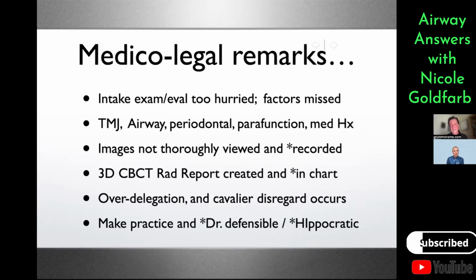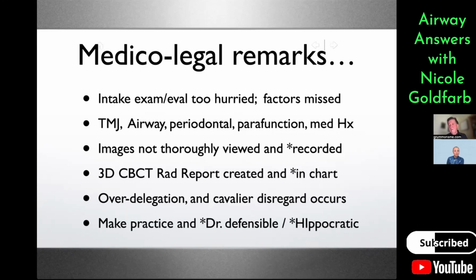And some other remarks is that the intake exams are too hurried. Guys are in a hurry, ladies are in a hurry to get the patient started. Factors are being missed, especially airway stuff. It's just not getting treated. TMD stuff, periodontal stuff, pathosis are being missed. When we come along and sweep up and try to defend our colleague, if the stuff isn't noticed and isn't charted, there's a problem. And so a lot of parafunction and so on.